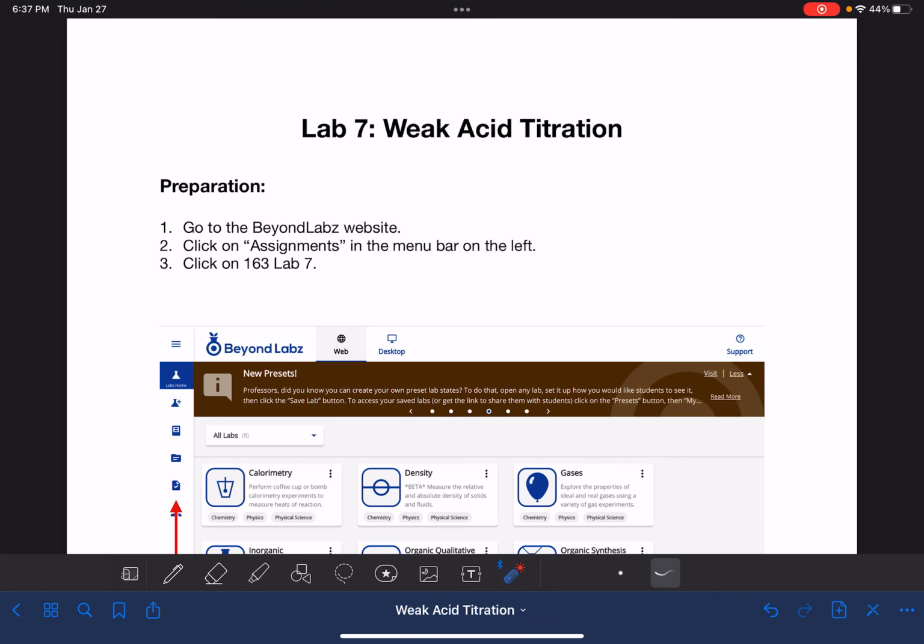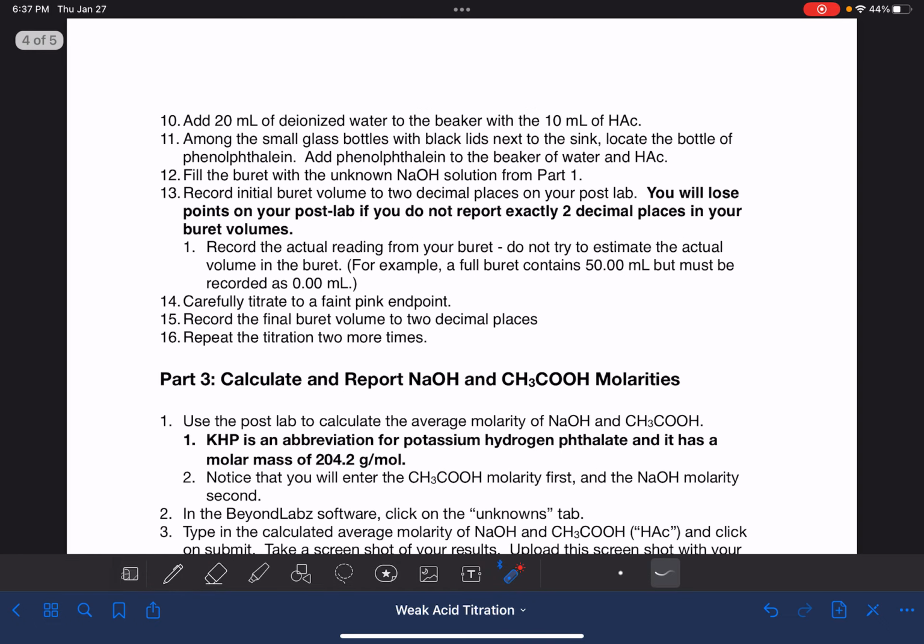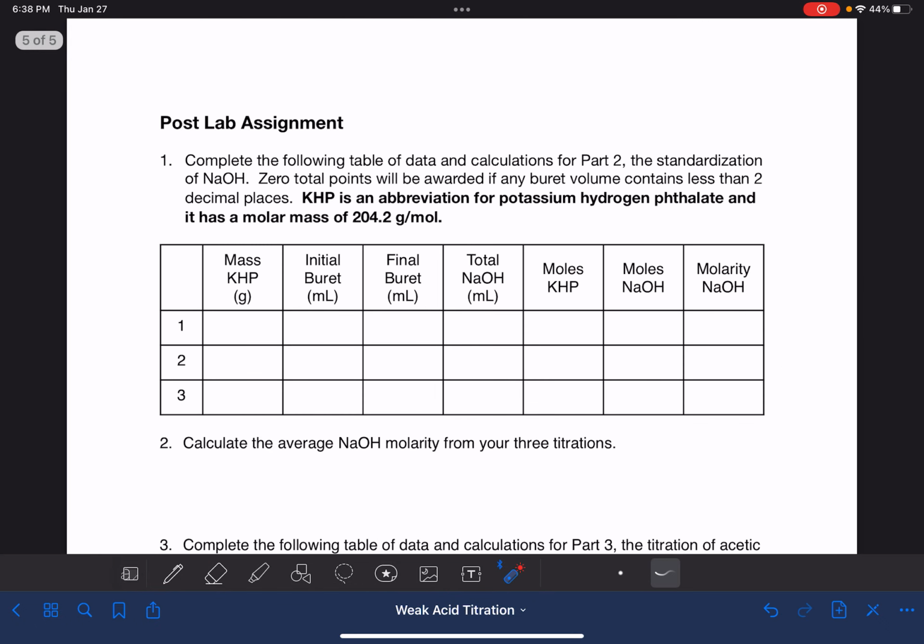I'm going to give you some tips for the post-lab assignment for Lab 7, the weak acid titration. In your first data table, you will have recorded the mass of KHP that you used for each trial and also your initial and final burette volumes for each trial. In this column, you're going to calculate the total NaOH that you used for each trial. That's going to be the difference between the initial and final burette volumes. So this is just going to be the difference between your initial and your final volume.